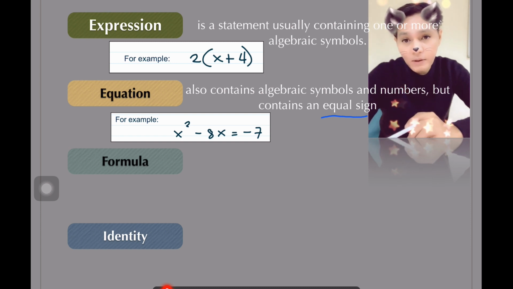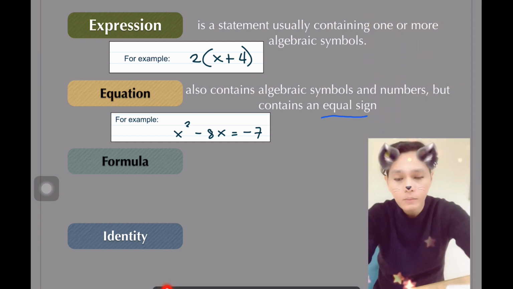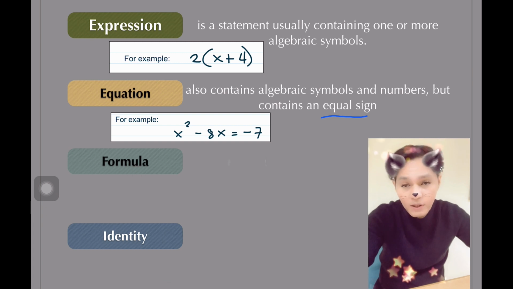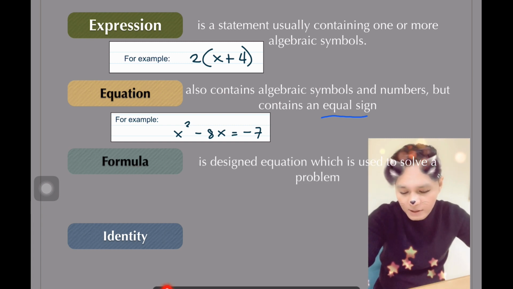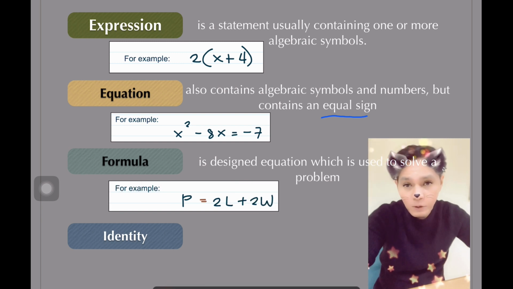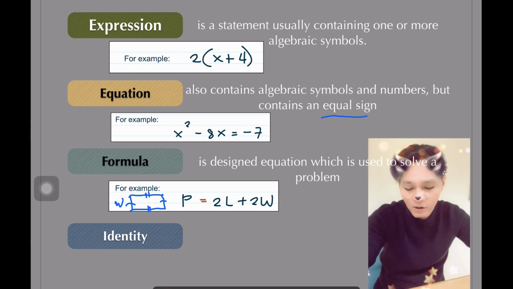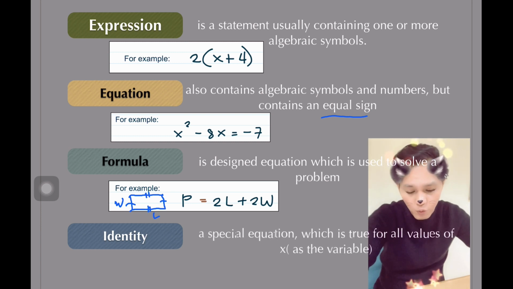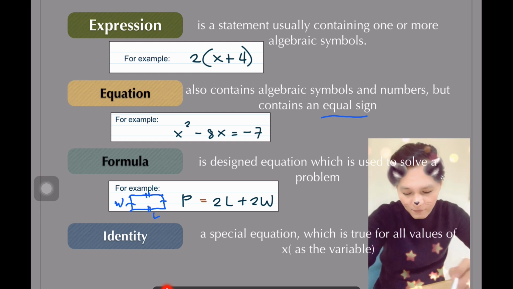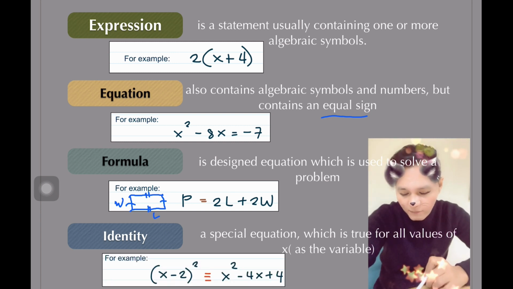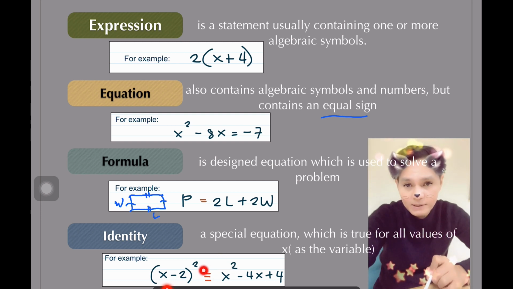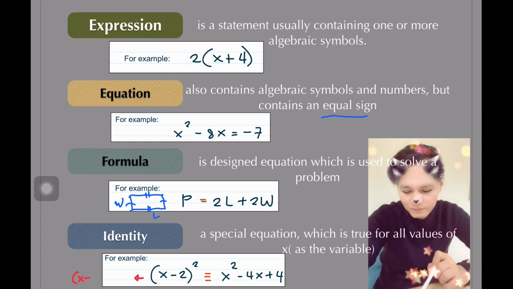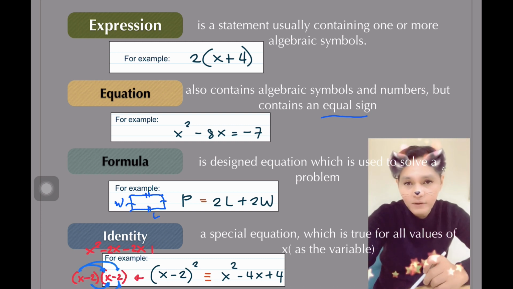Next one is a formula. A formula is a designed equation which is used to solve a problem. Here is an example, which is the formula for the perimeter of a rectangle, P is equal to 2L plus 2W, where W is the width. So that's an example of a formula. The next one is an identity. An identity is a special equation which is true for all values of x as the variable. Look here, the square of x minus 2. When you get the product of this, that is equal to x squared minus 4x plus 4. So this is how it works. Check this out. That's an example of an identity.